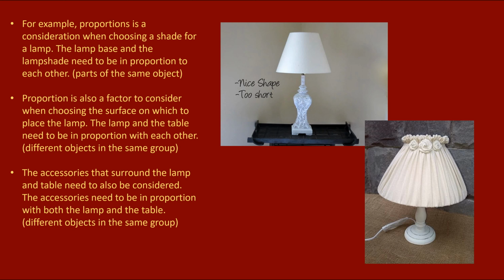If you look at these pictures, yes, these lamps are a little out of style, but they are a good example of using proportion. You can tell that on the top picture, the lamp does have a really nice shape, but the lampshade is way too short for the lamp base, and so it doesn't work together. They're two different pieces, but they're part of the same object. And in the second picture, the lampshade is much too large for the lamp base, and it overpowers it, and it doesn't make a lot of sense.